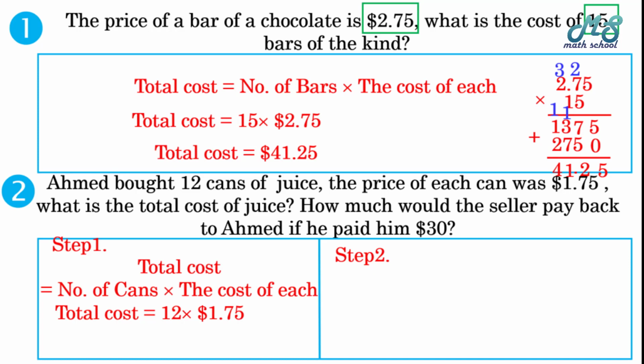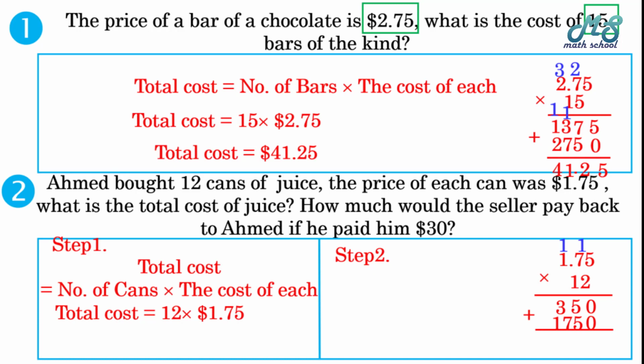Now 12 times 1.75, ignore the decimal point, it will be 175 times 12. 2 times 5 equals 10, write 0 and keep 1. 2 times 7 equals 14, 14 plus 1 equals 15, write 5 and keep 1. 2 times 1 equals 2 plus 1 equals 3. You can say that 2 times 175 mentally equals 350. Don't forget to write 0 in ones place and go to tens place. 1 times 175 directly equals 175.